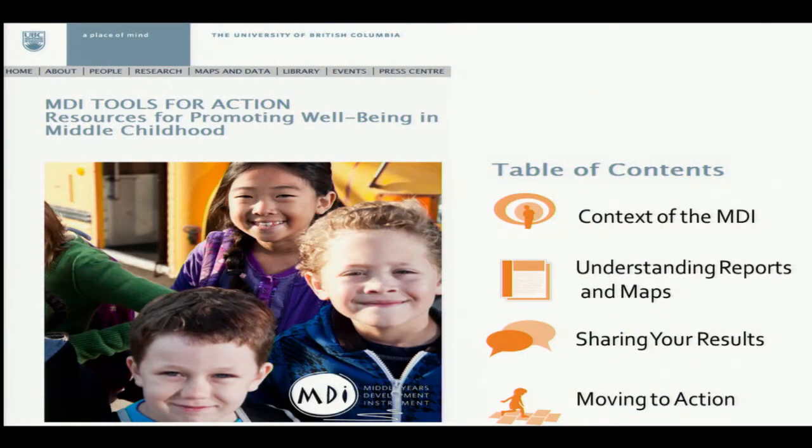But I want to, we also have tools for action. What do we do? How are people using this information? And that is a critical aspect of what we've done in the past few years, is really go back and bring this to communities and say, what are you doing with it? So what's happened is, for example, a lot of communities and schools are working together to look at their data and figure out what they can do in combination.